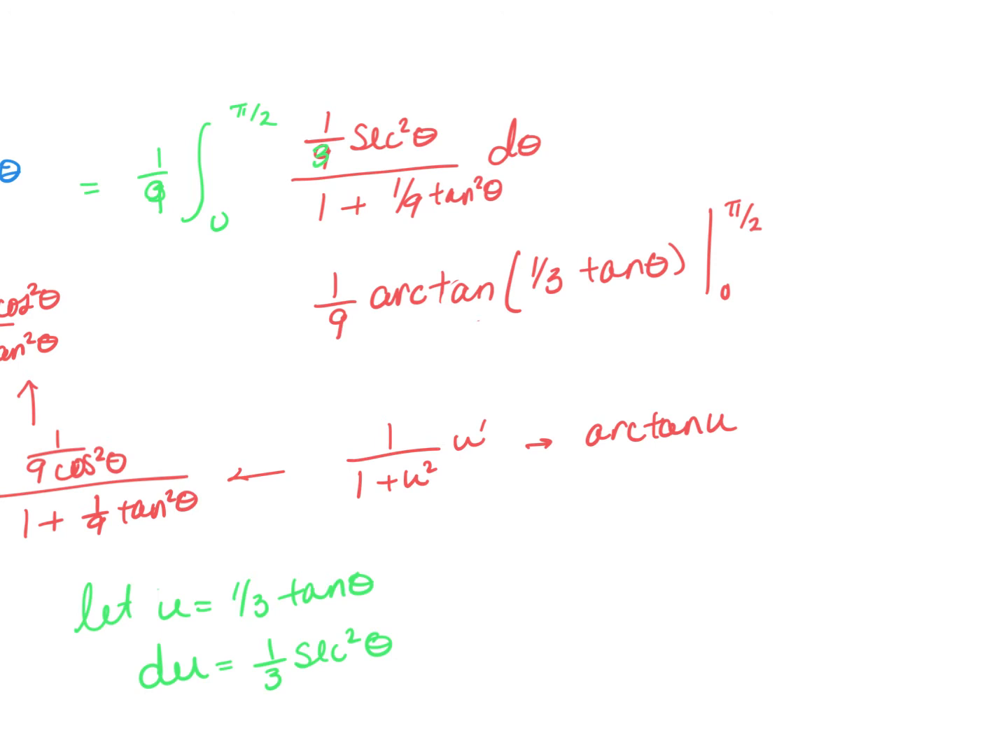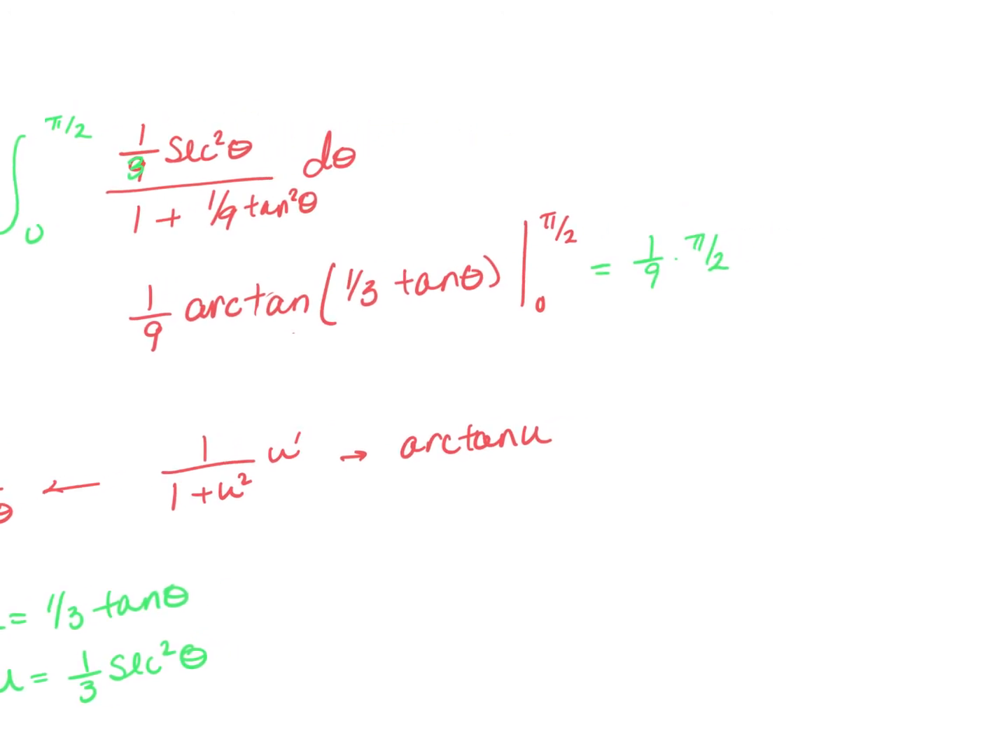Okay, so 1/3 the tangent. The tangent at pi over 2 goes to infinity. 1/3 of infinity is still infinity. The arctangent of infinity is going to be pi over 2. So this is 1/9 times pi over 2. The tangent of 0 is 0 all day long. The arctangent of 0 is 0 all day long. So my final answer is pi over 18.